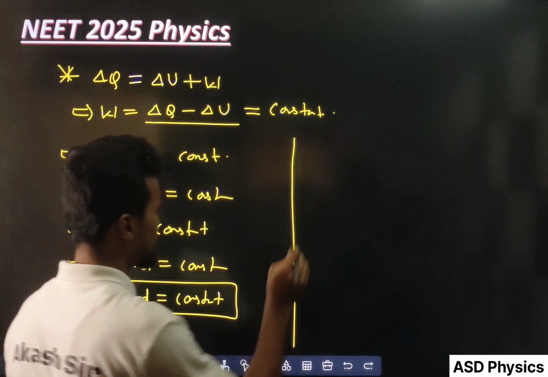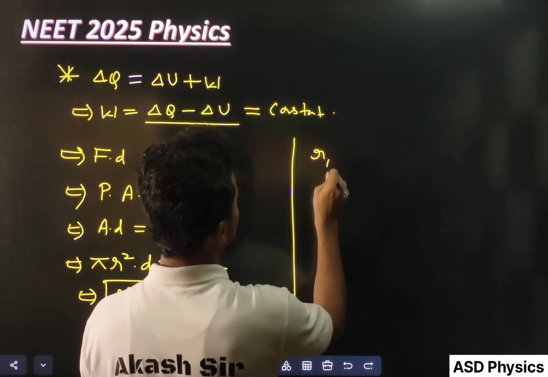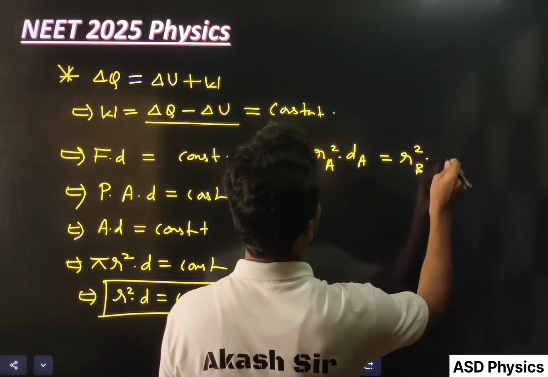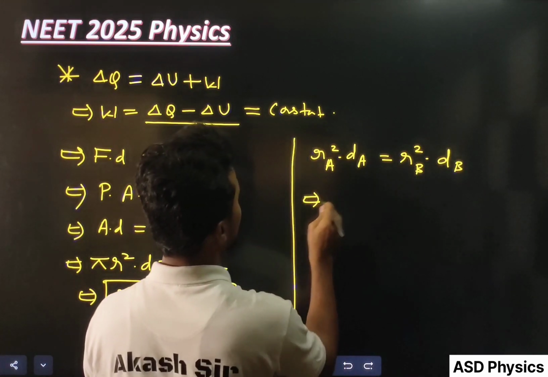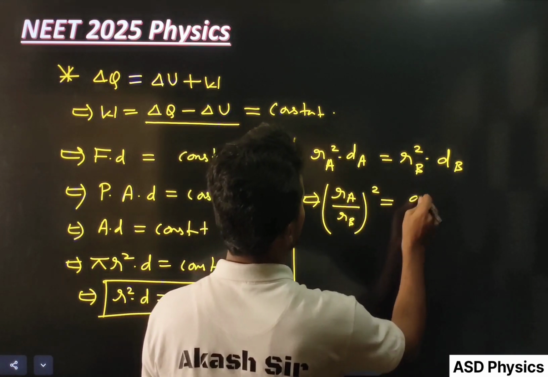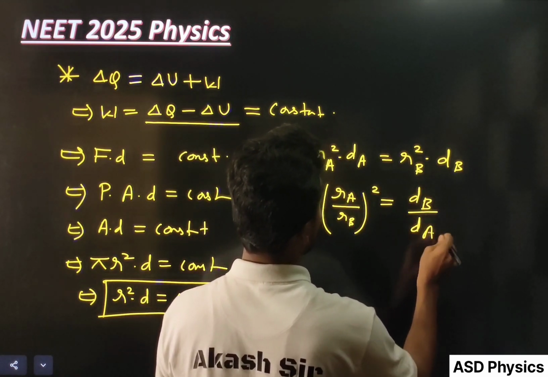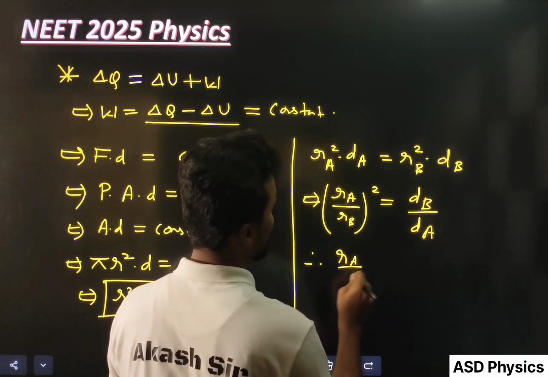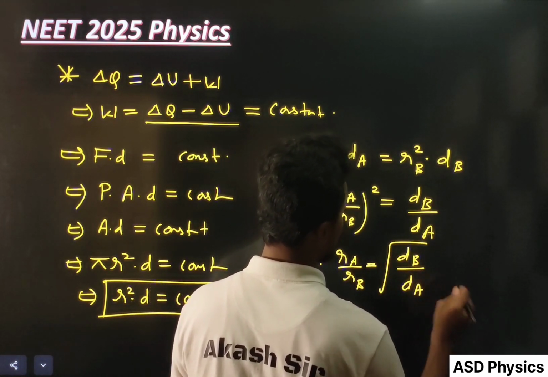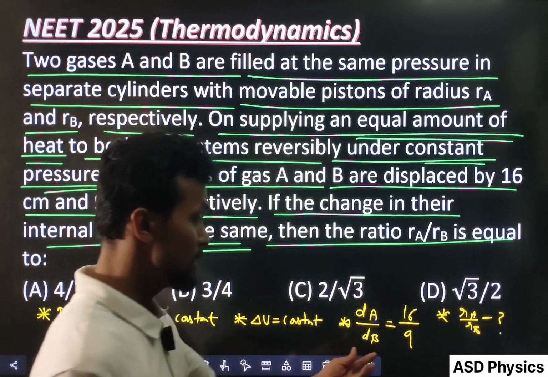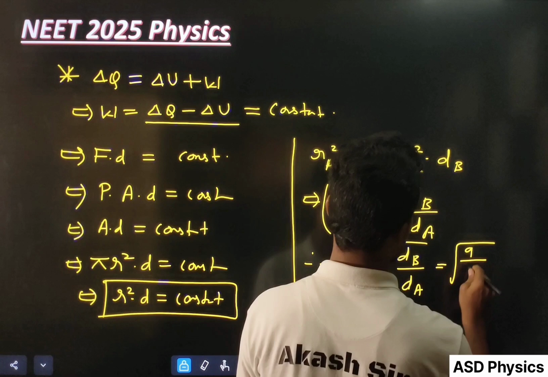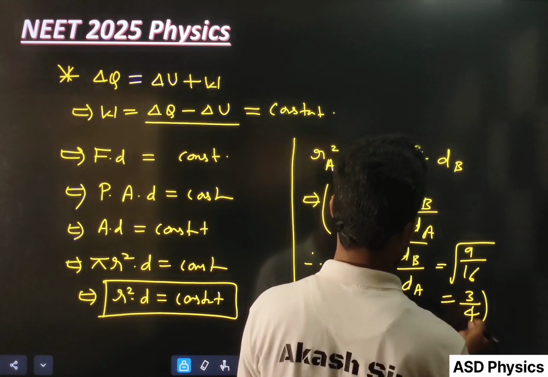Now after that, you can see very well, RA square into dA is equal to, for B, RB square into dB. So I can write RA by RB whole square is equal to dB by dA. That means RA by RB will be the square root of dB by dA. Now see, dB by dA is 9 by 16. Just make it reverse, 9 by 16. So it will become root 9 by 16, and it will become 3 by 4 here.